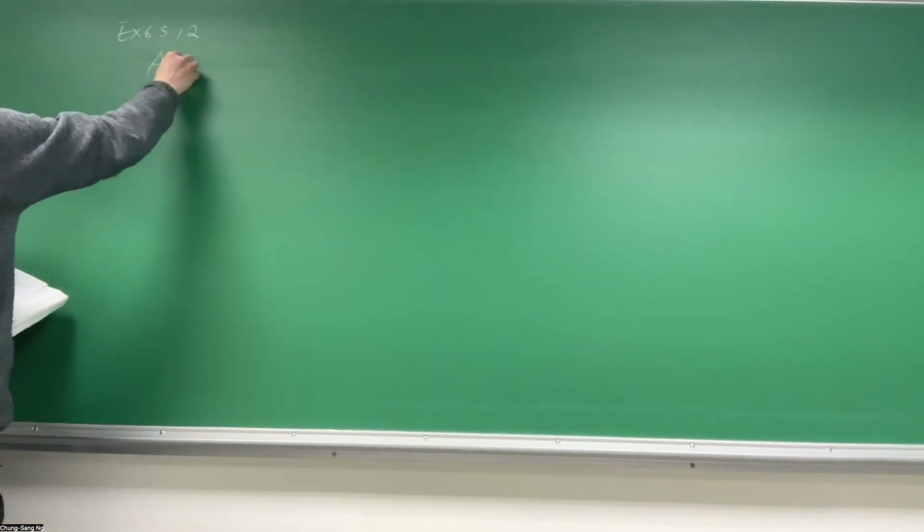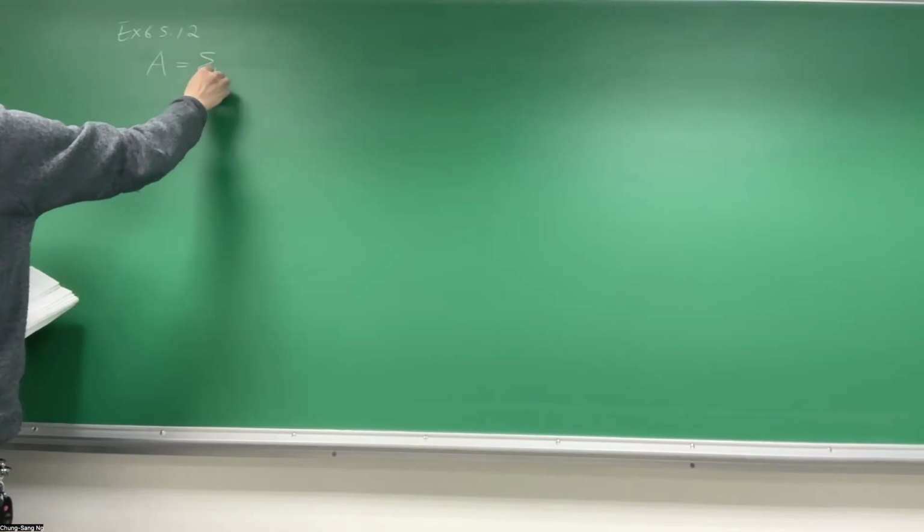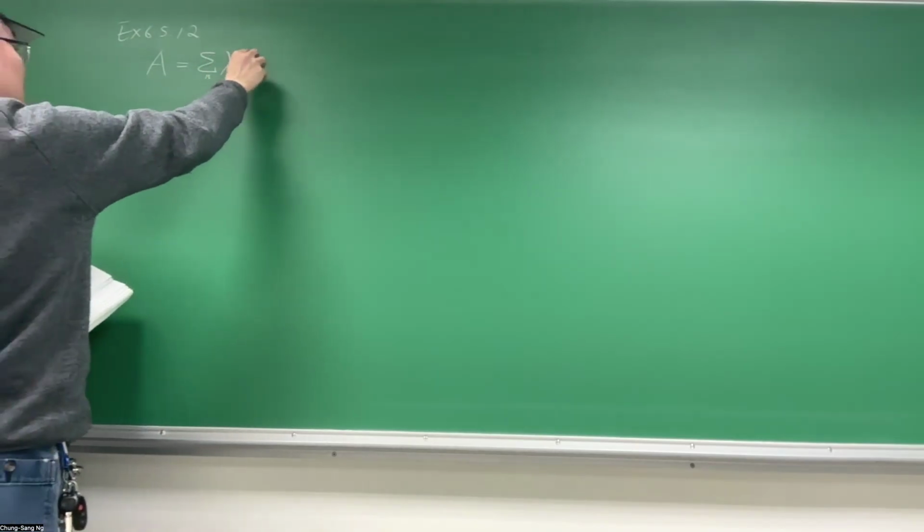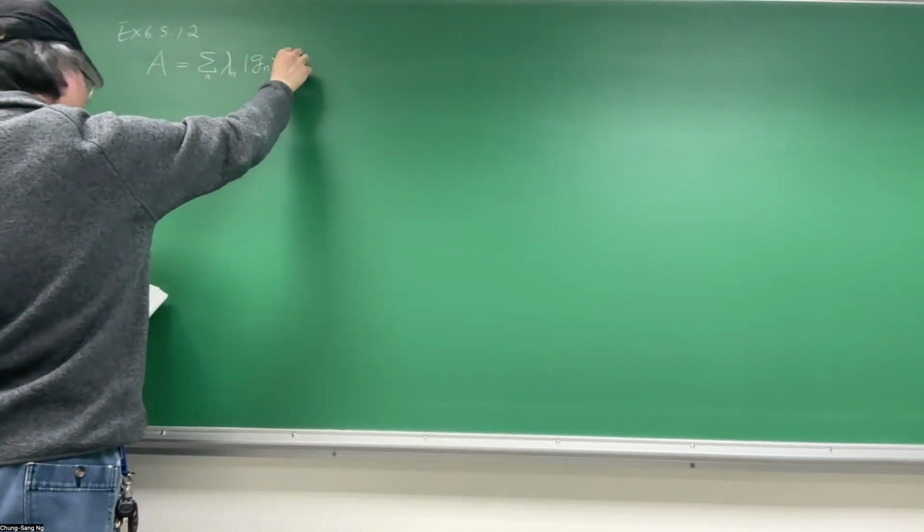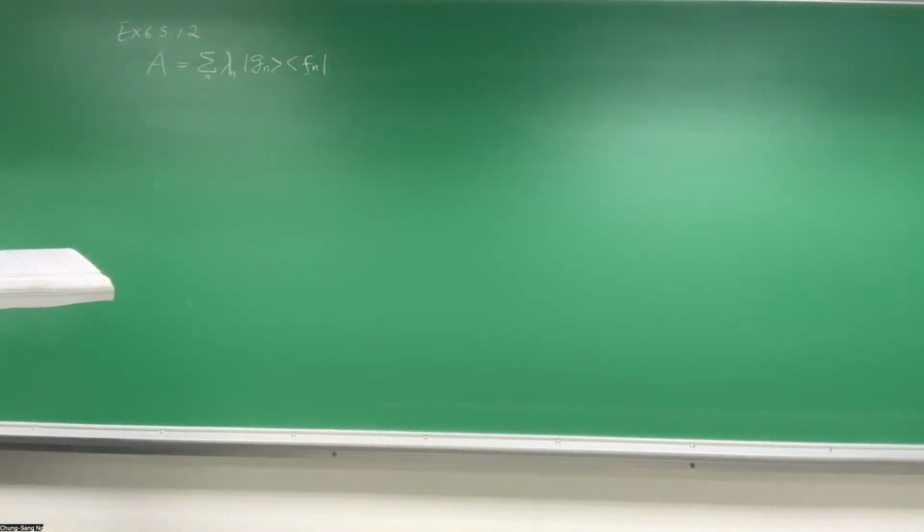And assuming the form A is given by the sum over n of lambda sub n, E, F, and F and G normalized, show that this is the same as 6.5.11, right?